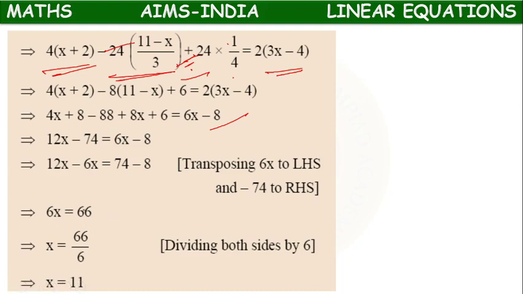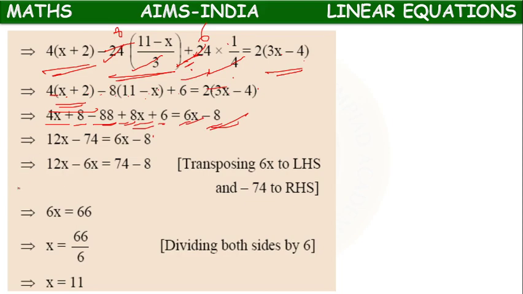So next, 4 into x plus 2. 8 times 24. 8 into 11 minus x. 4 6 times 24, 6 into 1 is 6. 2 into 3x minus 4. 4 into x is 4x. 4 into 2 is 8. Minus 8 into 11 is minus 88. Minus into minus plus 8 into x is 8x plus 6. 2 into 3x is 6x. 2 into 4 is minus 8.